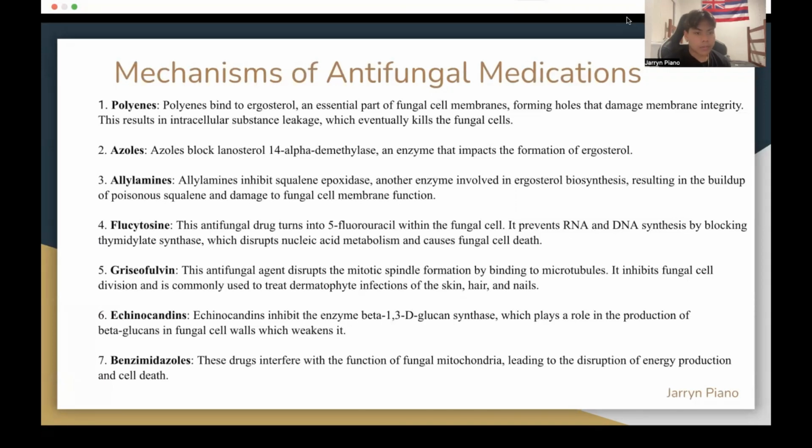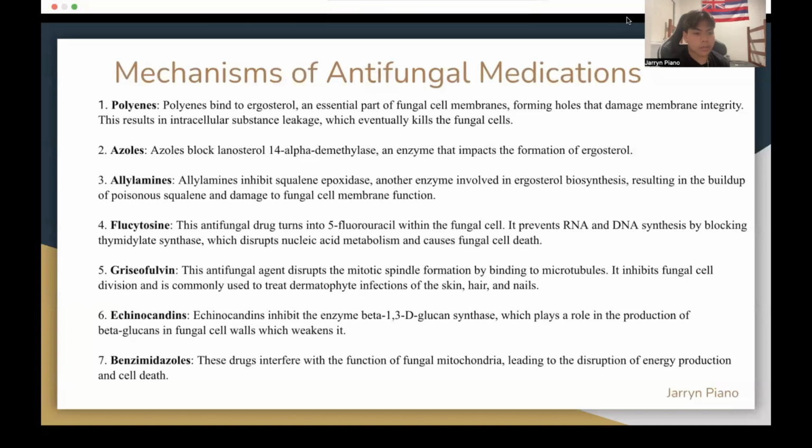And then we have flucytosine. This antifungal drug turns into 5-fluorouracil within the fungal cell. It prevents RNA and DNA synthesis by blocking thymidylate synthase, which disrupts nucleic acid metabolism and causes fungal cell death.